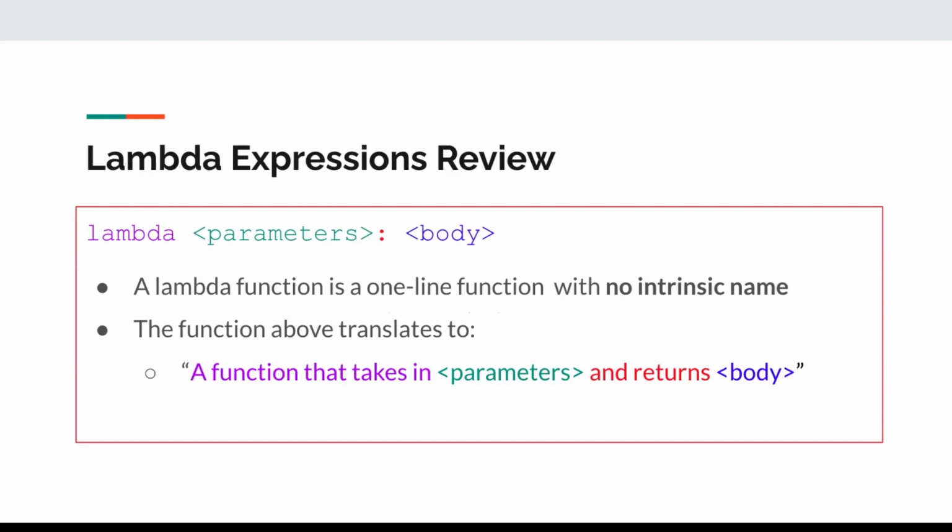So that's the cool thing about lambdas. They don't really have bodies, they just return things. They're anonymous, so there's no intrinsic name, and they're written in one line. If you color code it and translate it a little to English, it says a function that takes in all the parameters and returns the body. How do you feel about that? Good, awesome. Let's keep moving then.